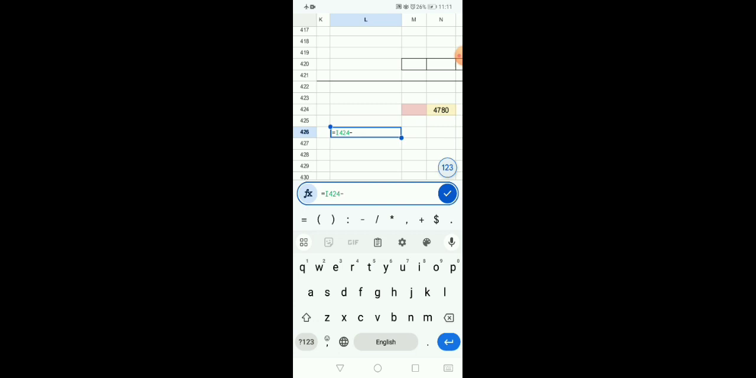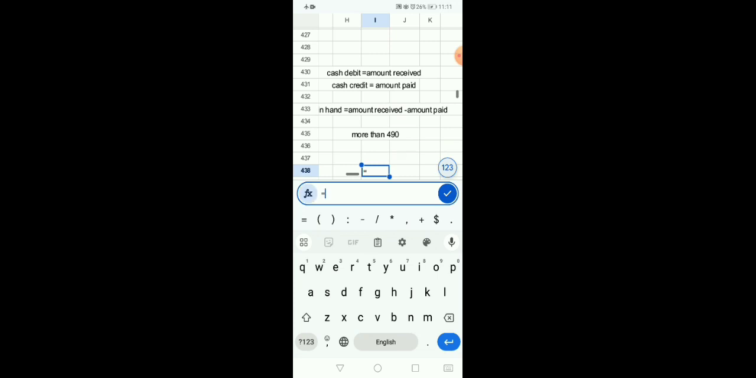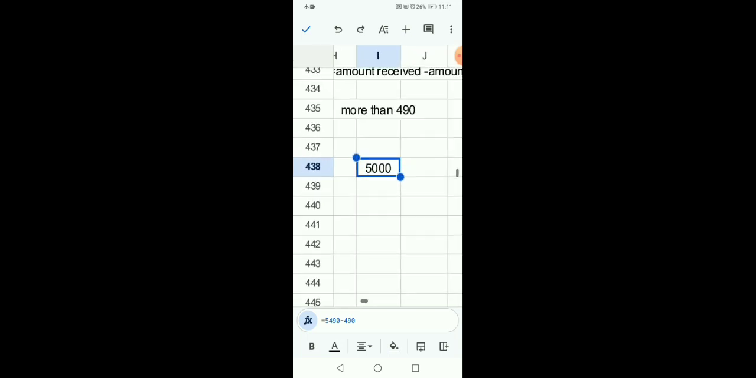Again, I am telling the same thing. This is the total cash you have received. Out of this total cash, you have paid 4780. The difference of these two amounts would be the amount of cash in hand. So here we have 5490, and it was said to deposit an amount more than 490. How much amount is more than 490? Our cash in hand is 5490, and to know the amount more than 490 we will subtract 490 from cash in hand. So we have got that 5000 is the amount which is more than 490.